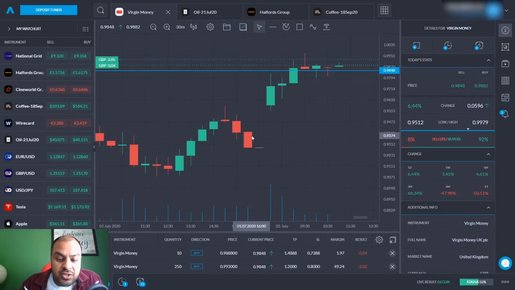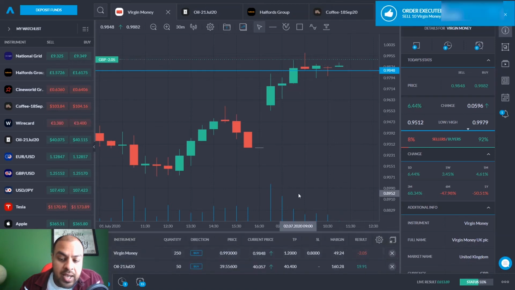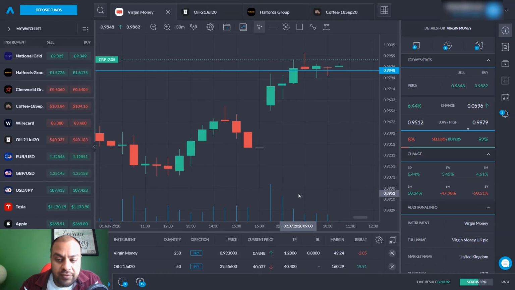Okay, let's say you want to sell your shares in Virgin Money or whatever instrument it is. All you have to do is close your position, and you'll see the same process on the mobile app as well. You just press this and it closes automatically. At that time I made a loss of 0.05.